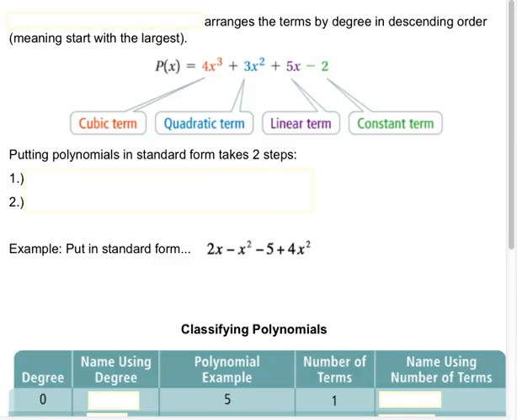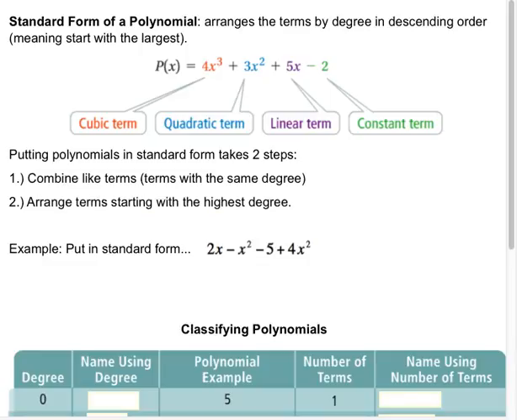So there's something else that you've been doing for quite a while. But we do want to make sure we take an opportunity to review it. And that idea is standard form, okay? In standard form, it arranges the terms by degree in descending order, meaning start with the largest and you end with the smallest, okay? We'll come back to this visual in just a little bit, that nice little diagram. But basically, there's two things you have to do to put something in standard form, all right?